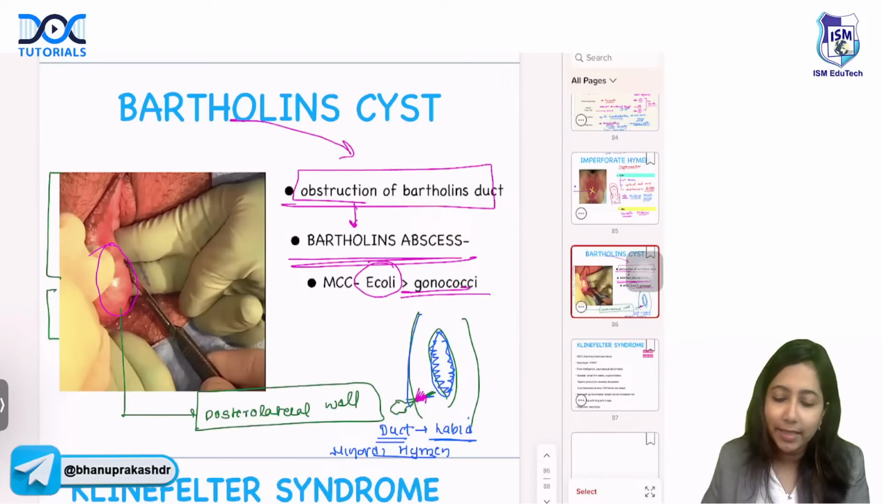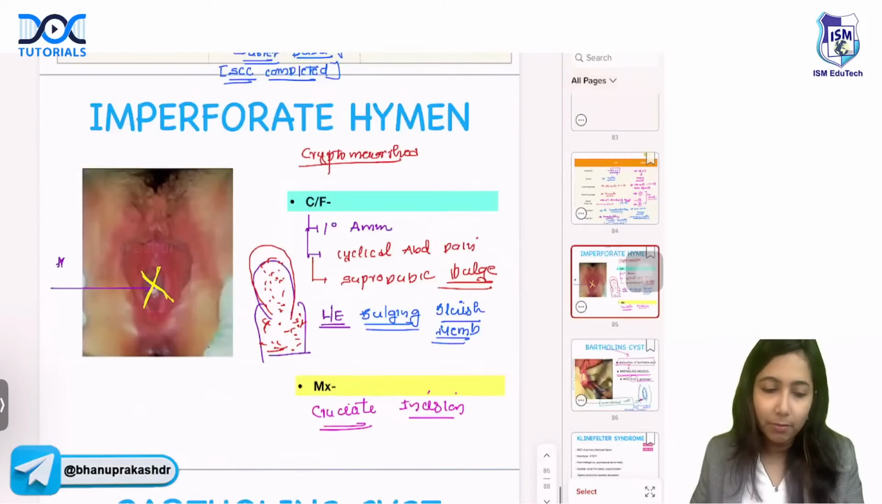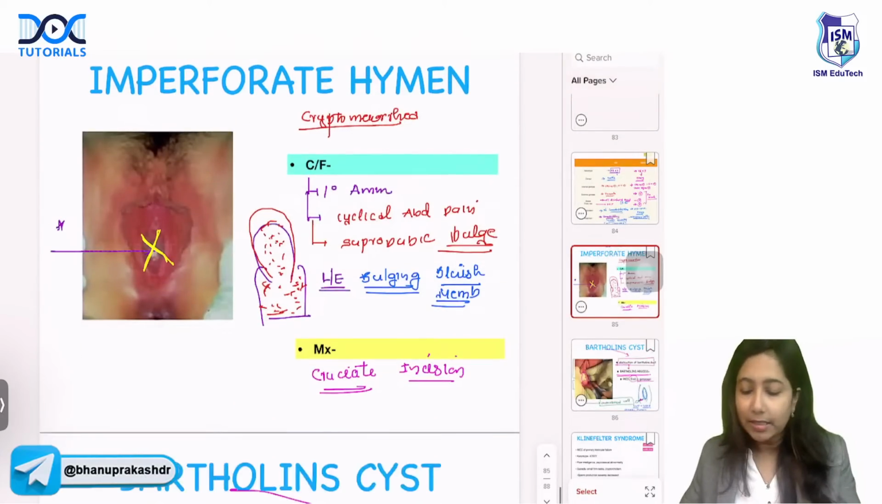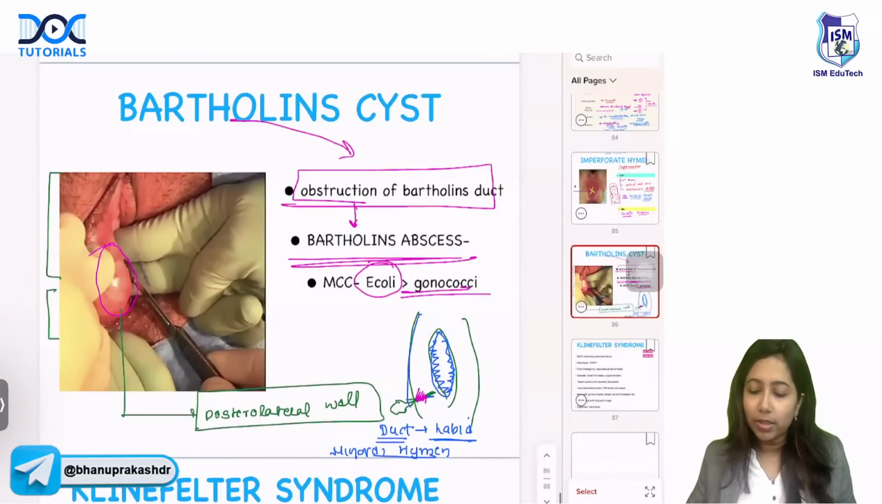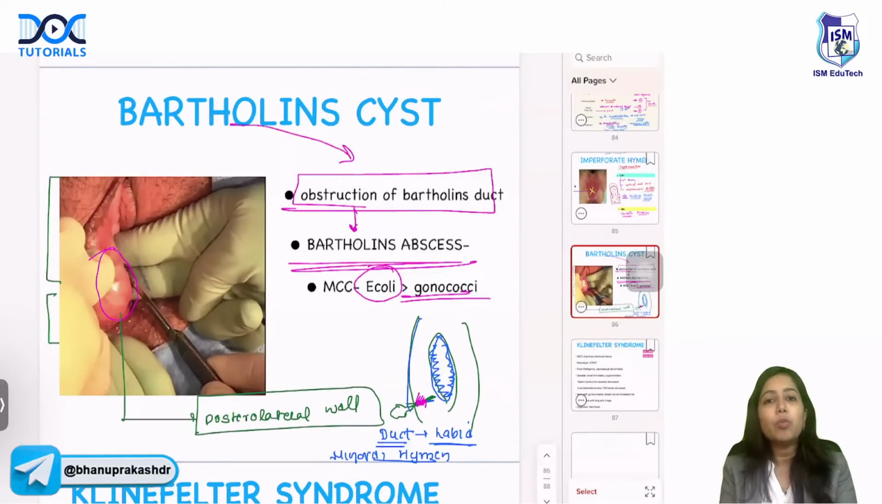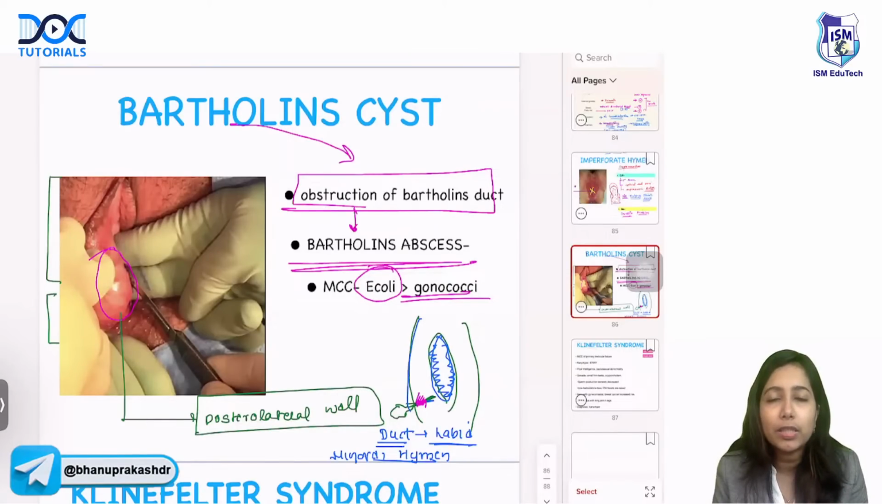Cryptomenorrhea, yes, you have rightly mentioned cryptomenorrhea along with imperforate hymen. Cruciate incision. Okay. Finally, coming to Bartholin's cyst. The Bartholin's duct actually opens in between the junction of the hymen and the labia minora. So the obstruction can lead to Bartholin's cyst, and the infection in this will lead to Bartholin's abscess.